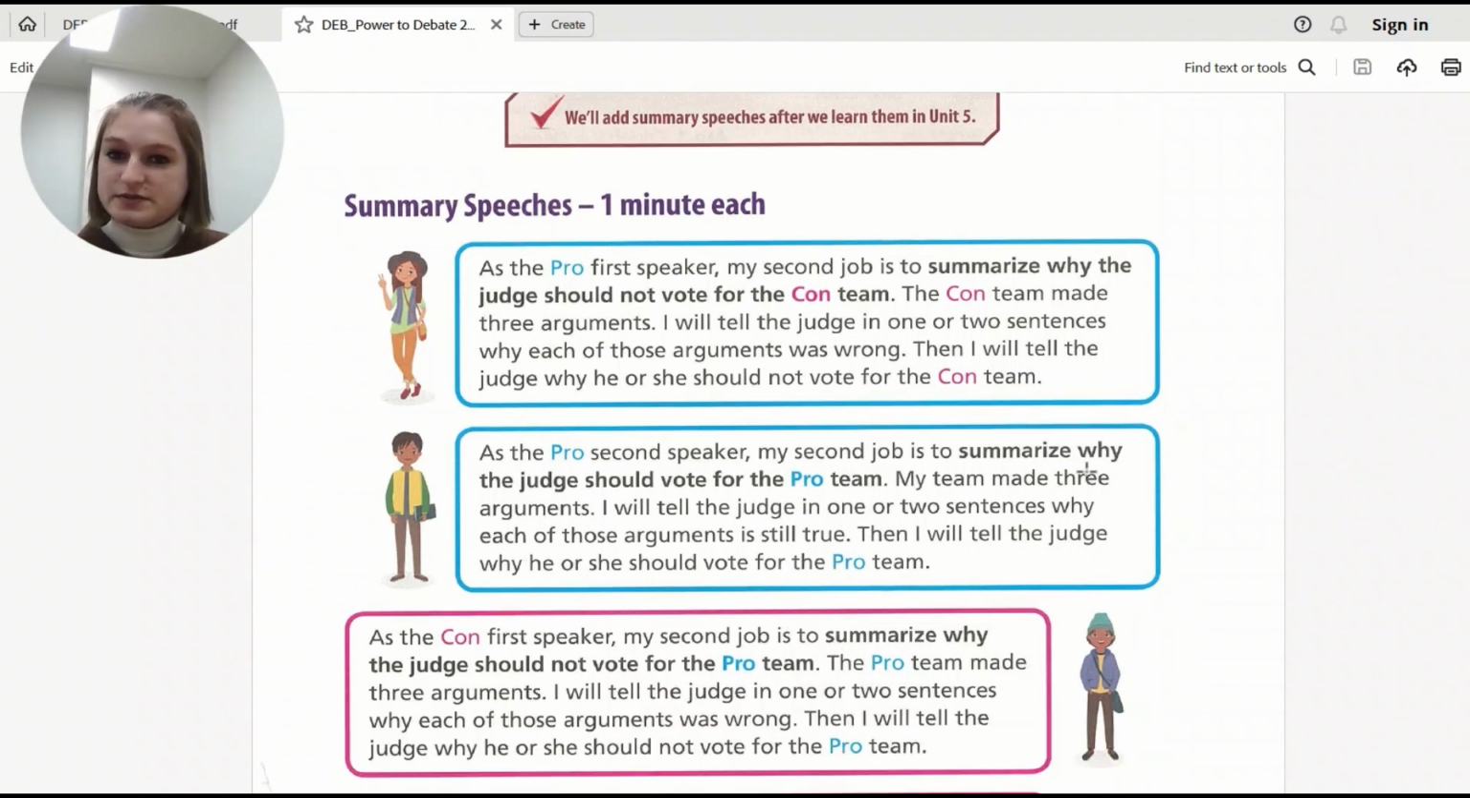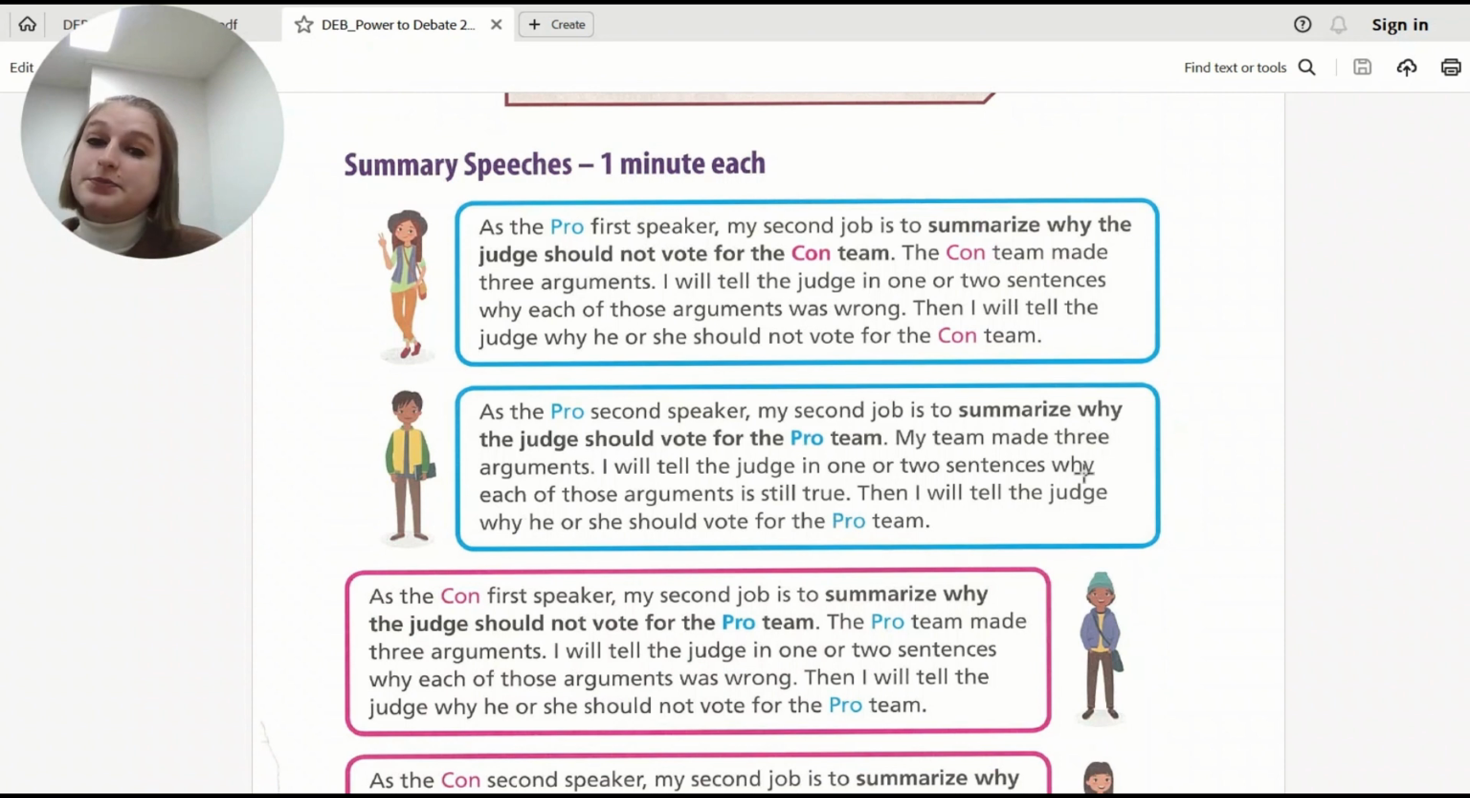So summary speeches, as the pro first speaker or as the con's first speaker, it is their job to summarize why the judge should not vote for the other team. So the con team made 3 arguments. Now I will tell the judge why those are wrong. And then I should say why they should not vote for the con team. And that's same with the con first speaker. Why should we not vote for the pro team? The pro team's 3 arguments are wrong, and this is why.